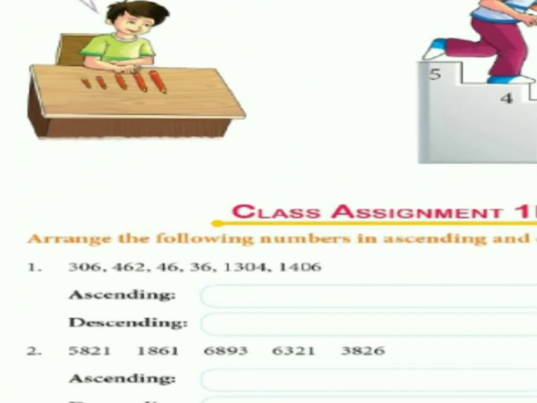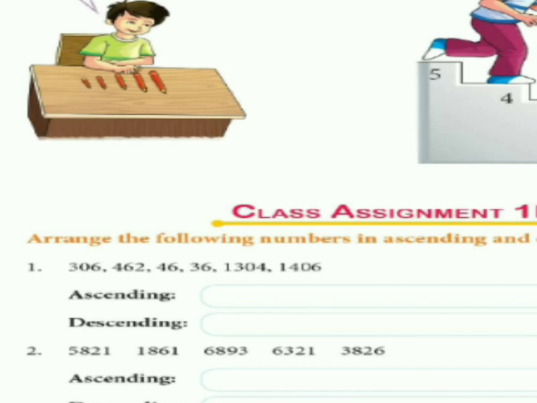One example I can give you, class, like 306 is there, 462 is there, 46 is there, 36 is there, and 1304 is there, and 1406 is there. So you will write like this, in ascending order you will write first 36, after that you will write there 46, then you will write there 306. Then you will write 4062.